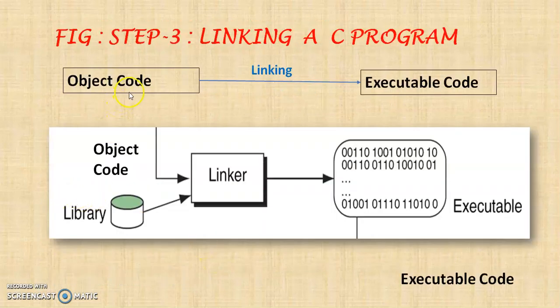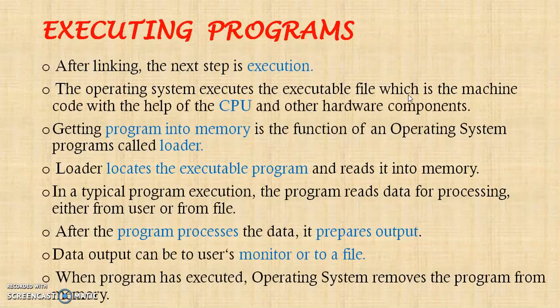So this is how linking is done. In the previous slide we observed that an .obj file is created, called object code. That object code is now linked and an executable code is produced. So the last step will be executing the program.